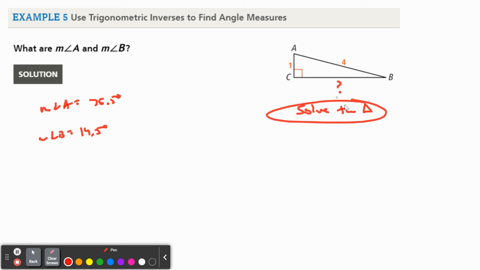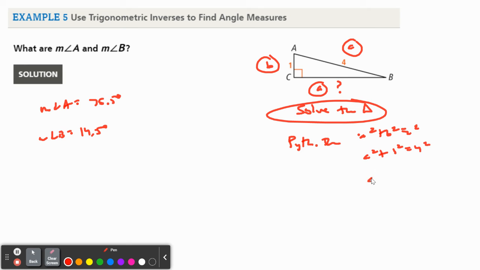If you hear the expression solve the triangle, that means they want to know all three angle measures, all three side lengths. So obviously, we could use the Pythagorean theorem. So I'll do it real fast, right? A squared plus B squared equals C squared. So let's say this is A, 1 is B, of course 4 is the hypotenuse C. So we would do A squared plus 1 squared equals 4 squared.